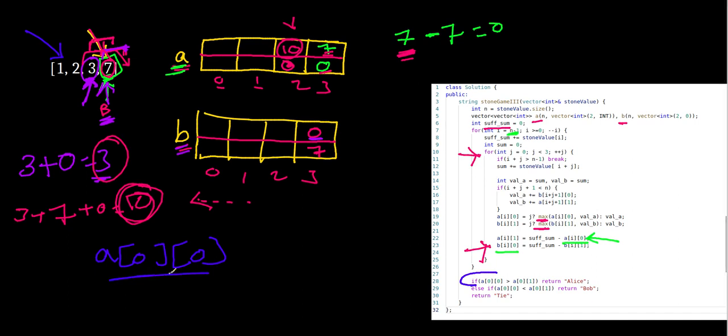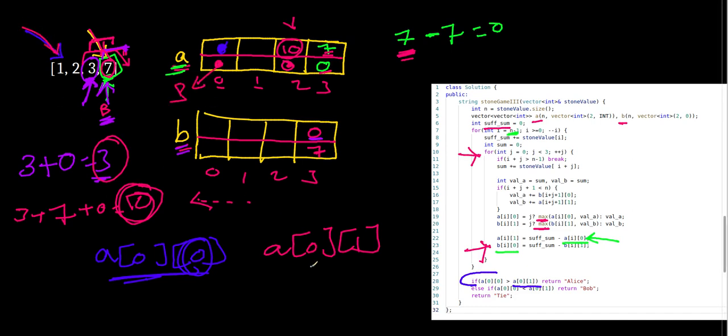What is Alice's score? 0 is Alice's score, which will be this element here, and a of 0 of 1, which is this one, a of 0 of 1. If Alice starts at index 0, what is the score for Bob? And based on the values, we will return the result.